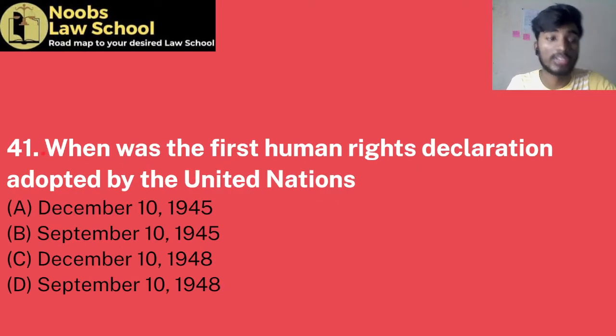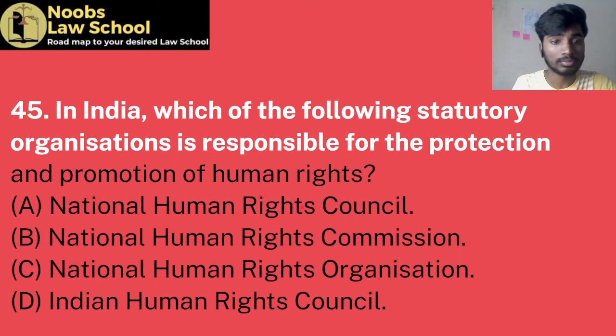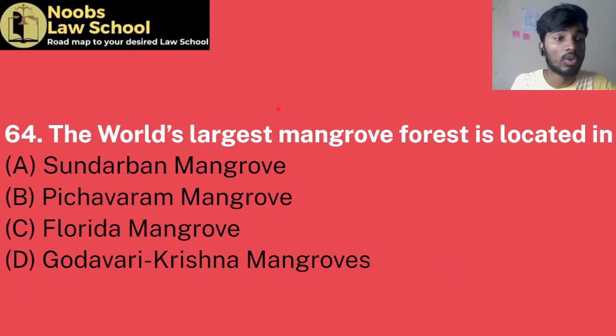This is one of the questions, question number 41. When was the first human rights declaration adopted by the United Nations? The answer is 10th of December 1948. This question was asked when a passage was given about the United Nations from a recent newspaper. It is also asked, in India, which of the following statutory organizations is responsible for the protection and promotion of human rights? What is the answer? Write it down in the chat window. Question number 45: where is the world's largest mangrove forest located? What is the answer? I know most of you know it. Write it down in the chat window.